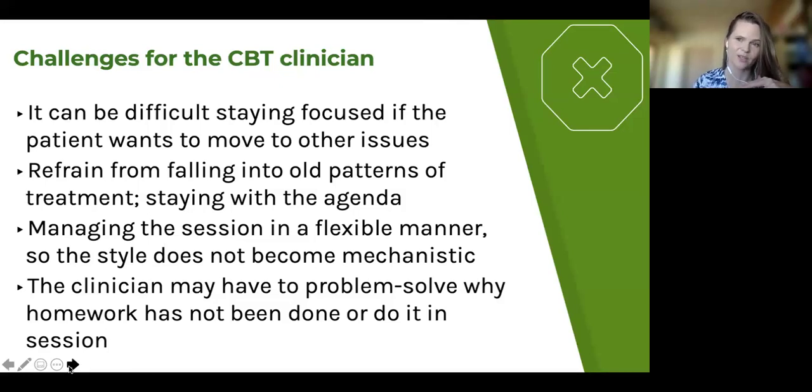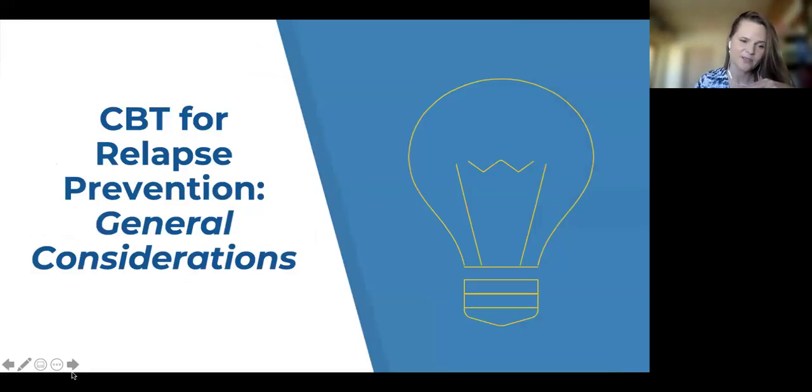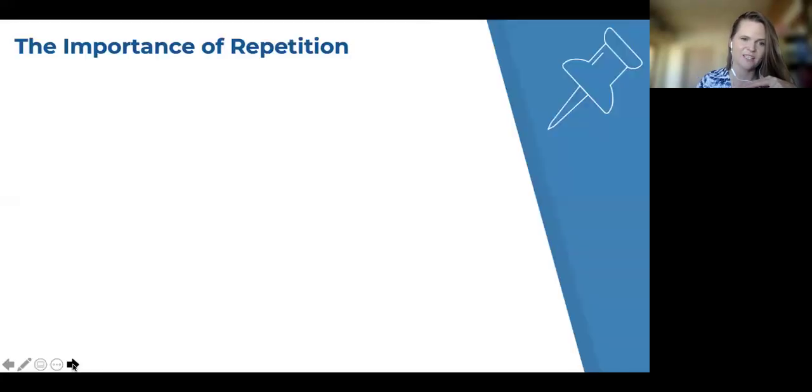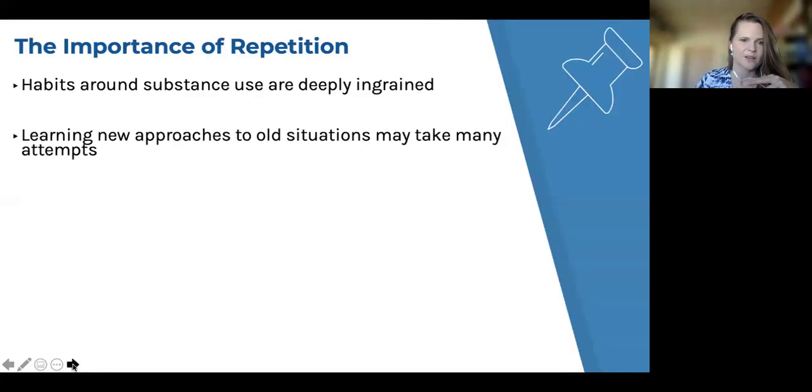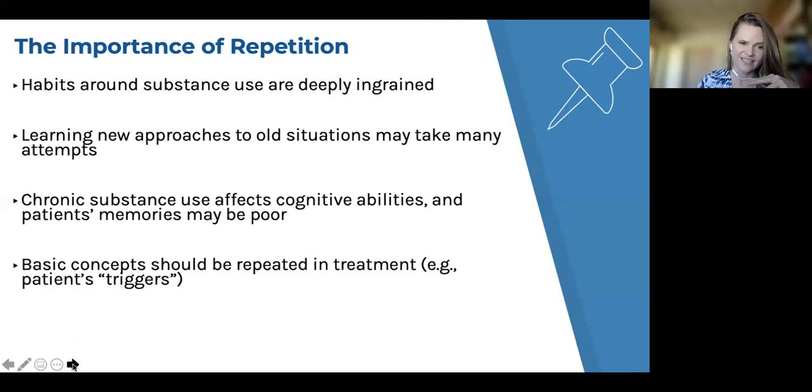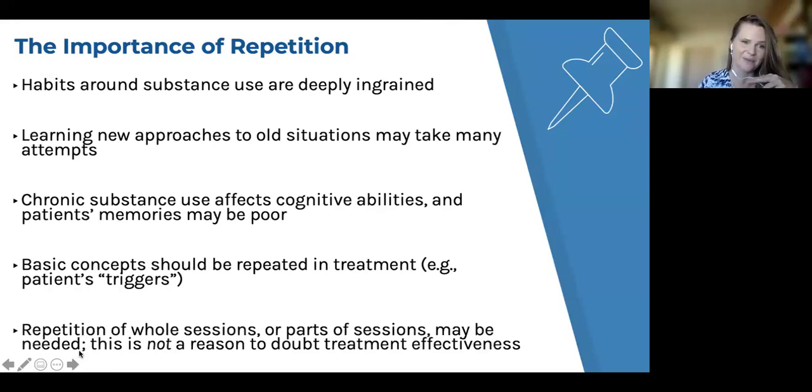So it's really important that they're doing it and doing it in a way that's going to help them. So let's look at some general considerations in cognitive behavioral therapy for relapse prevention, starting with the importance of repetition. And this really can't be overstated.